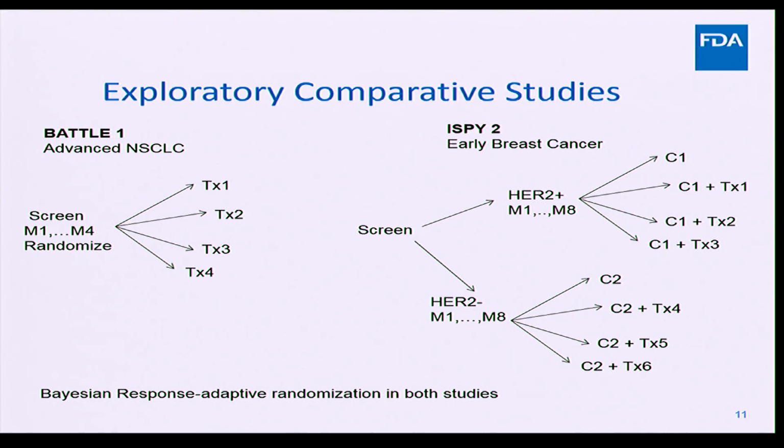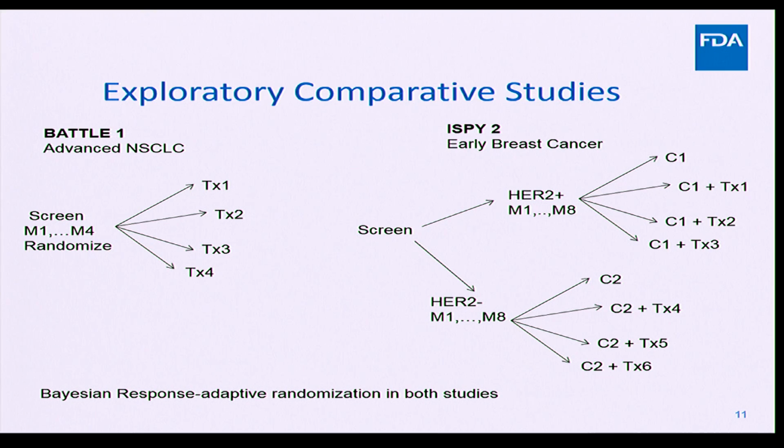And we have had these exploratory comparative studies as well. And these have used Bayesian response adaptive randomization. So here, the randomization scheme itself changes as the data accumulates. And the BATTLE-1 in advanced non-small cell lung cancer, and I-SPY 2, which I'm sure many of you know, are the two well-publicized clinical trials in this space.